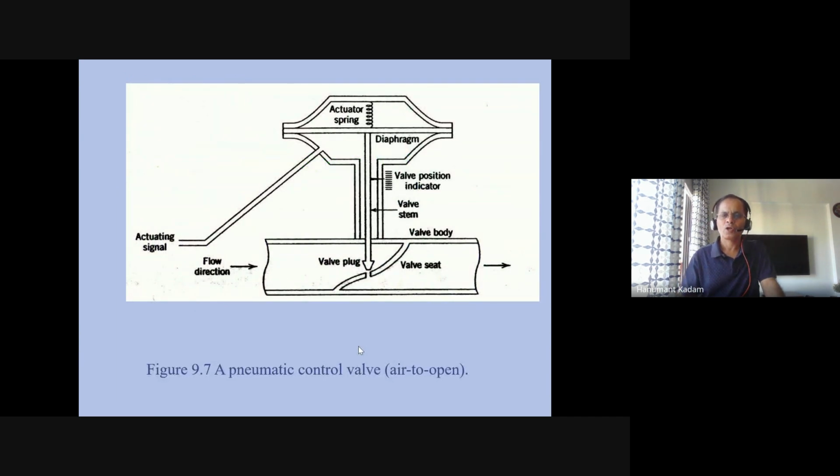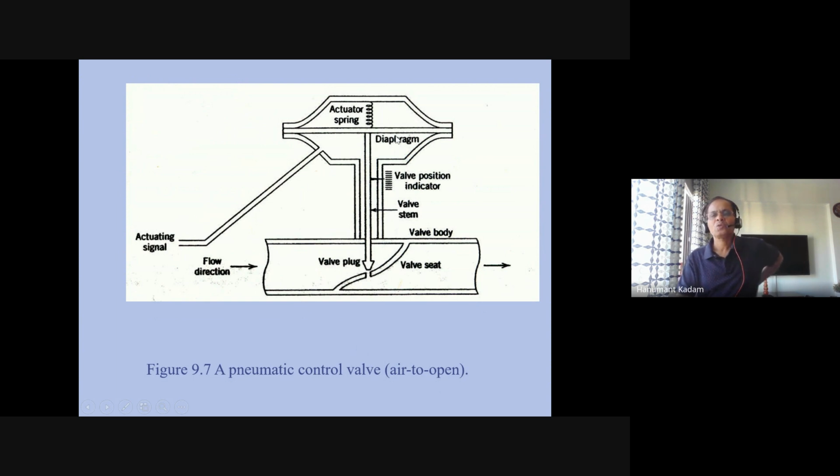Now, pneumatic control valve, air to open. You see here the flow direction, the valve plug, the valve seat is here, and this is the downstream side of flow. The valve body is shown, the valve stem is shown, the valve indicator is shown. This is a diaphragm and this is the actuator. You have the actuator spring inside this, and this is air to open, which means you are giving the air actuating signal here. The actuating signal means the air signal goes below the diaphragm.